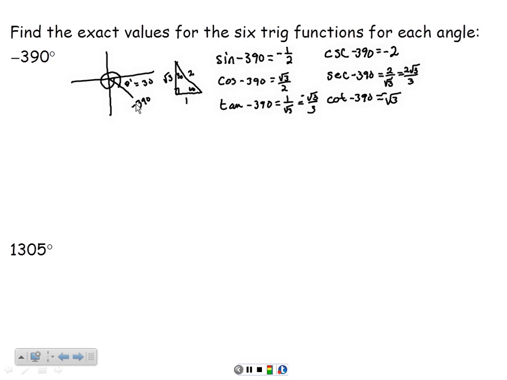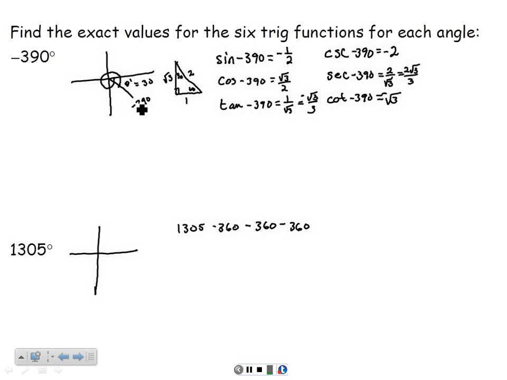Okay, 1305. Let's see how many times around that is. So if we do 1305 minus 360, that's going to get us to 945, so let's minus 360 again. And that's going to get us to 585. So let's minus 360 again. And that's going to get us to 225.